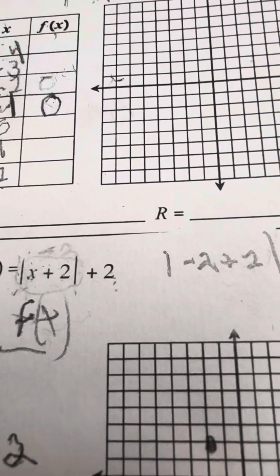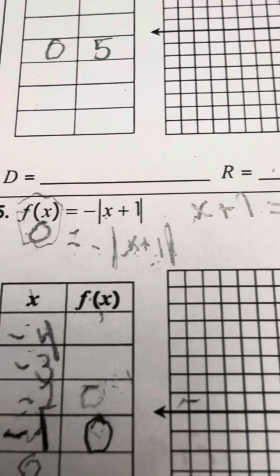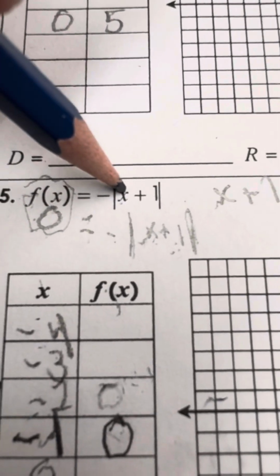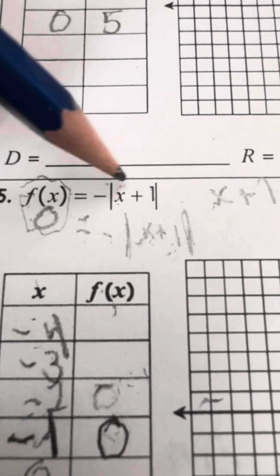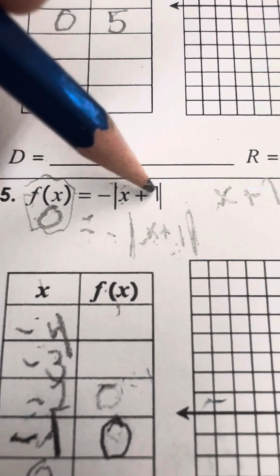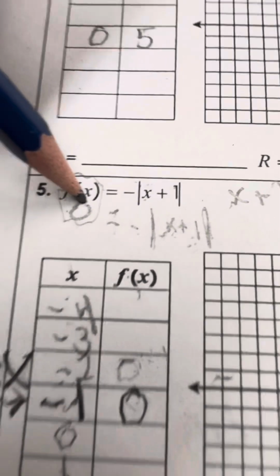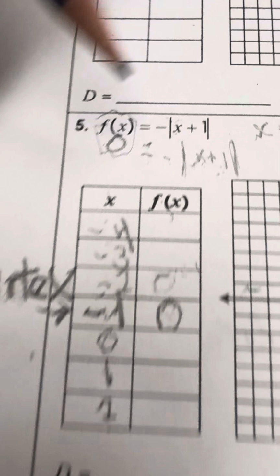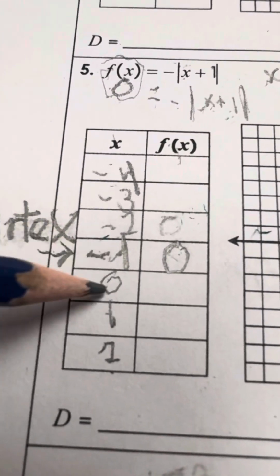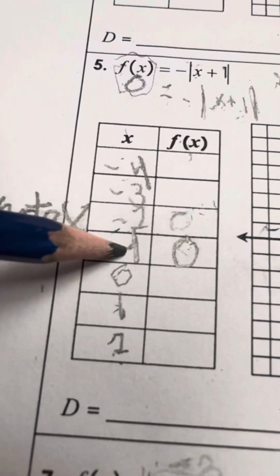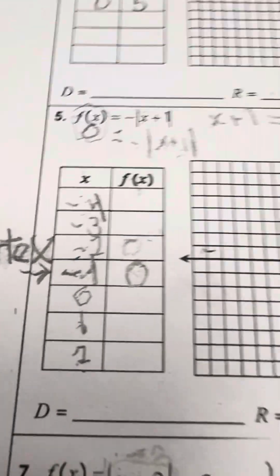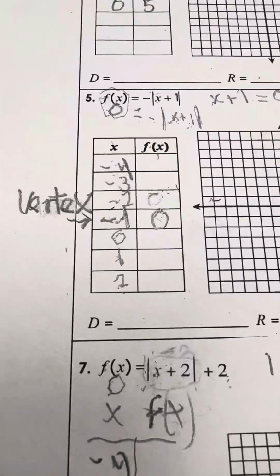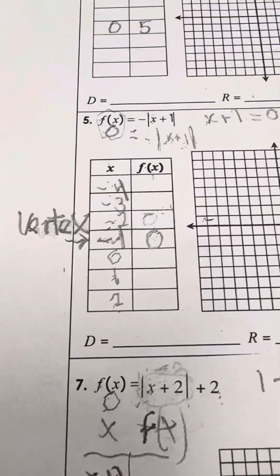When we had ones like this, if x was negative 1, negative 1 plus 1, 0. So if x was negative 1, y would be 0. That's what goes for the vertex. And once you have that, you just add 1 each time and then subtract 1 each time. I hope that helps. Just graph your points and be careful.